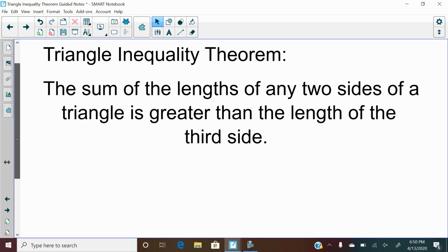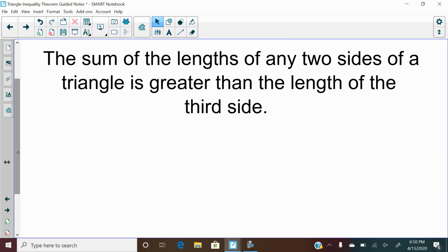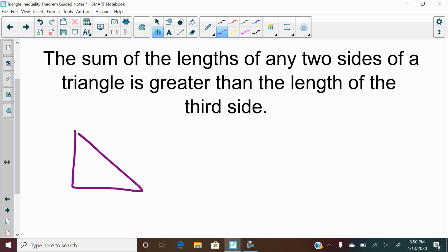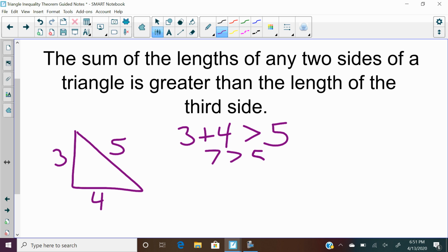So for example, if I have a triangle and its lengths are 3, 4, and 5. That means to prove that this is a triangle, I should make sure to add all of the sides. If I add any two of them together, I should get a number greater than the third side. So say I add the two smaller ones. 3 plus 4 is going to be greater than 5, because 3 plus 4 is 7, and 7 is greater than 5.